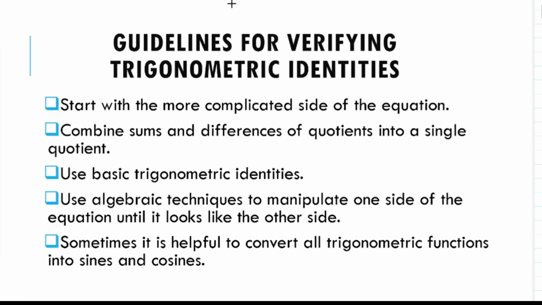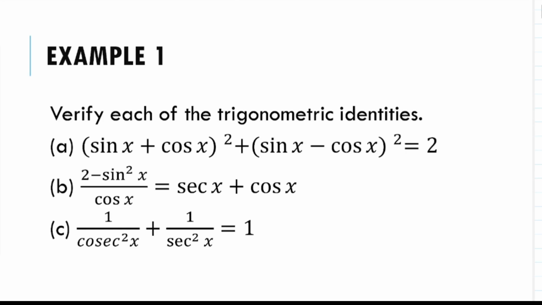So sometimes it is helpful to convert all trigonometric functions into sines or cosines. If you have tried and nothing is working, you can try converting one of the sides to sines or cosines and then simplify. Maybe it will look like what you have. So these are the steps, and let's see how we can apply this to prove some identities.